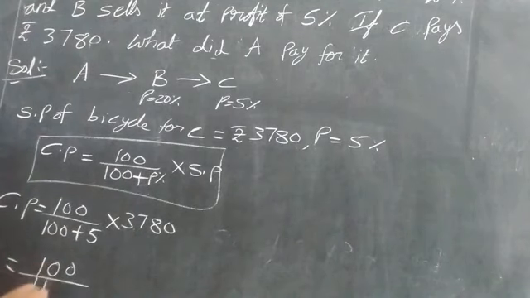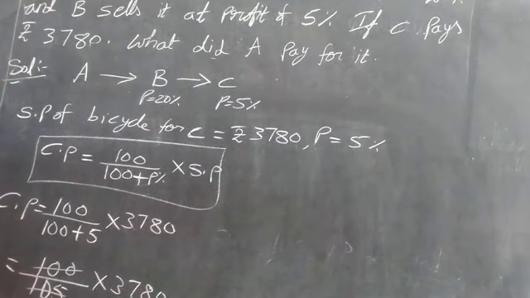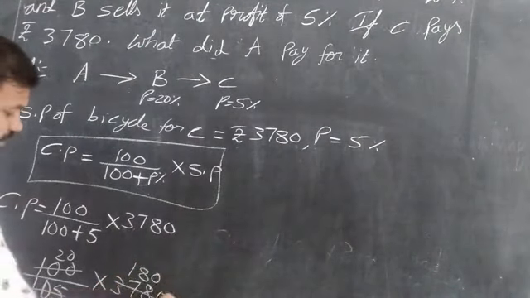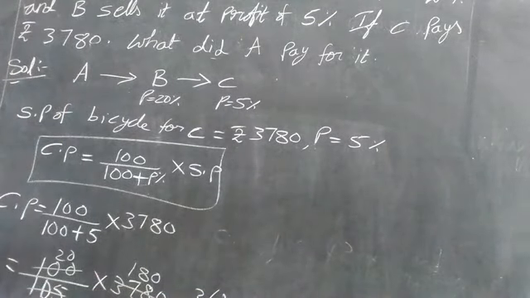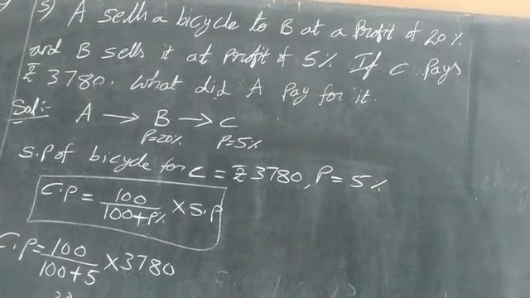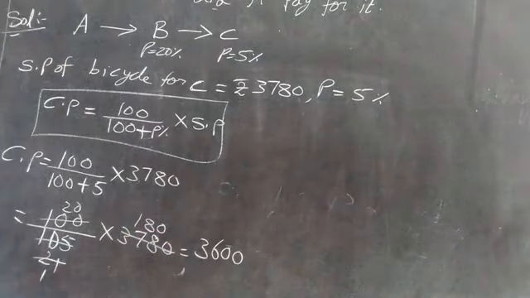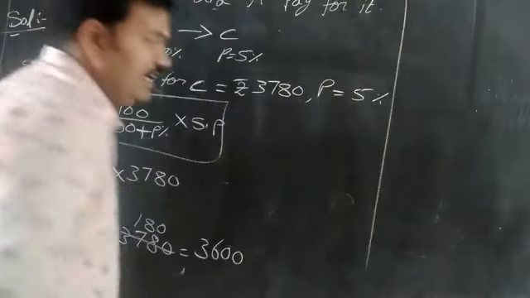100 by 105 into 3780. Cancellation: 5 table, 21 times 20; 21 table 1 times 8 times, 180. That is 3600. So it will become 3600.